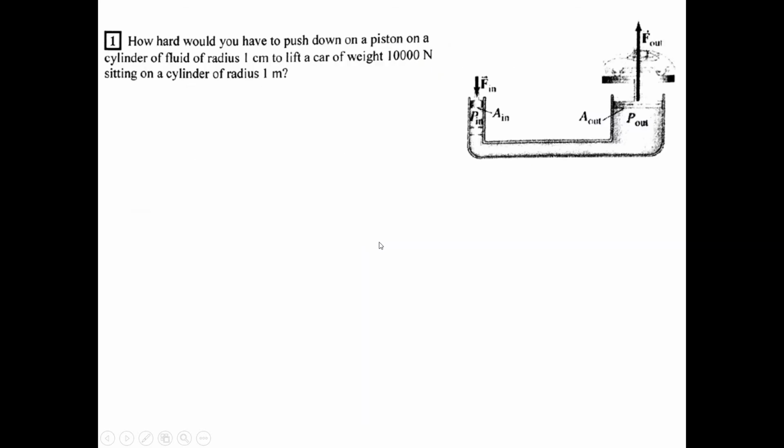So let's do a problem associated with this. How hard would you have to push down on a piston over here at this location, F_in? Same picture that I just did, it's sort of grainy here. How hard would you have to push on the cylinder, which has a radius of 1 centimeter, to lift a car that has a weight of 10,000 newtons sitting on a cylinder of radius 1 meter over there? So let's do the calculation.